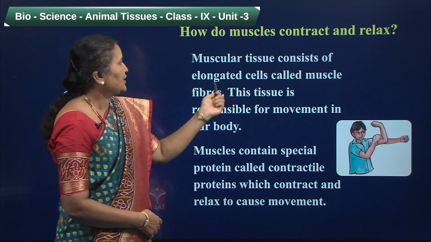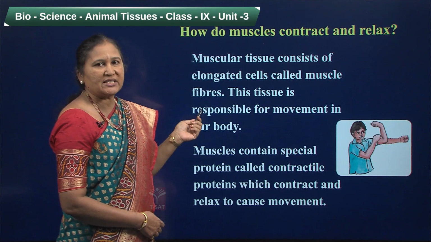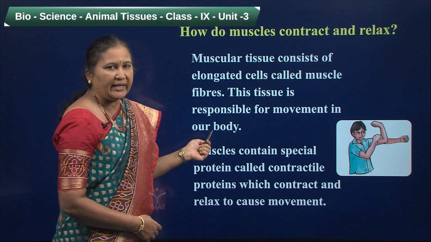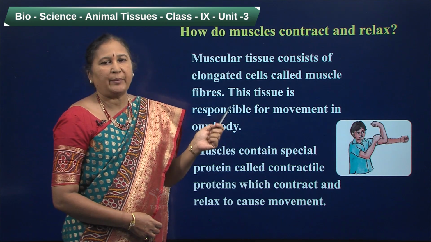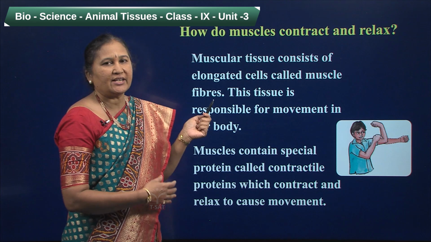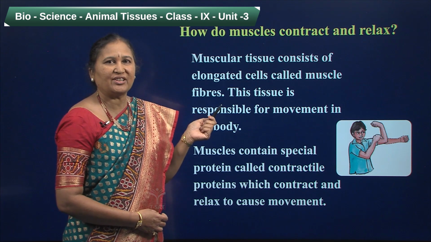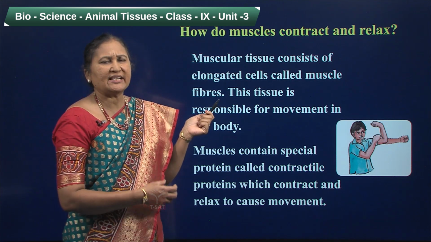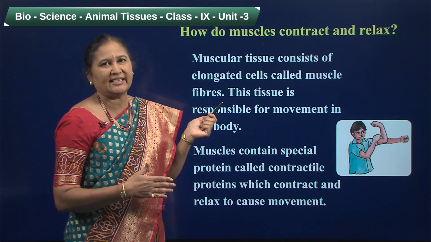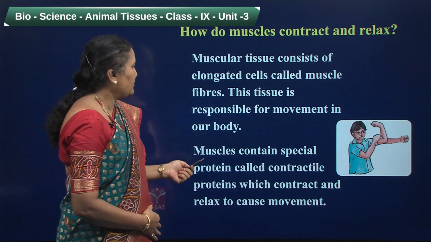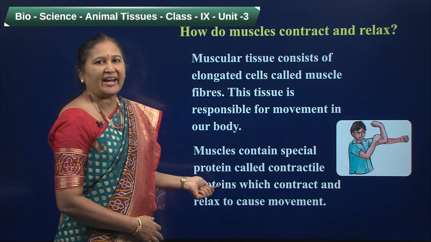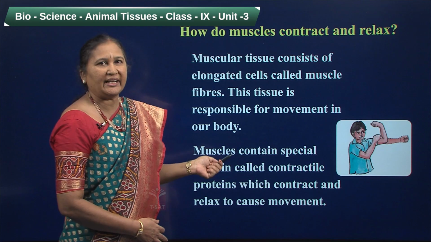Muscular tissue consists of elongated cells called muscle fibers. This tissue is responsible for movement in our body. Muscles always work in pairs. When one muscle contracts, the other muscle relaxes. The contracted muscle becomes shorter, stiffer and thicker. When the first muscle contracts, the second muscle relaxes. When the second muscle contracts, the first muscle relaxes. And muscles contain special proteins called contractile proteins, which contract and relax to cause movement in our body.